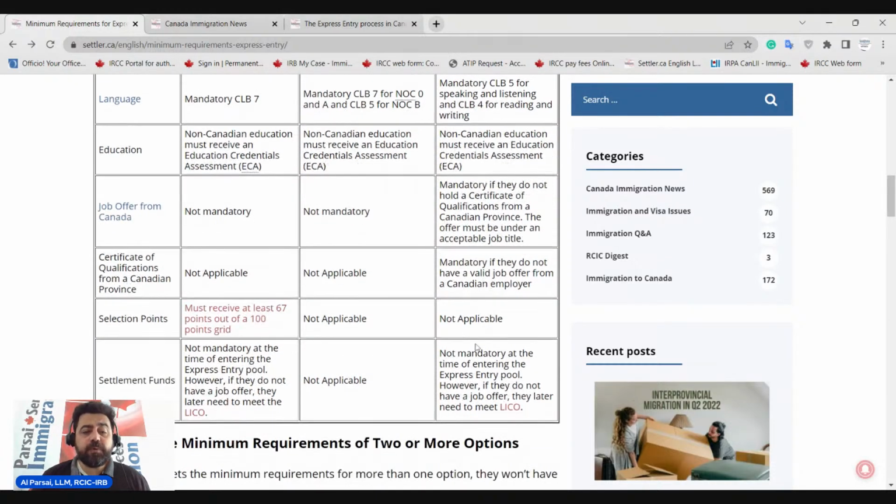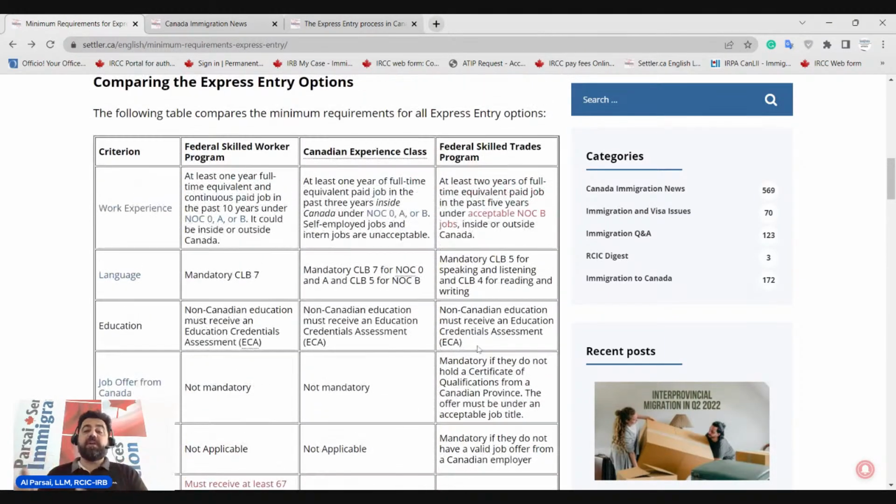There is no selection point and there are no settlement funds required if you have a job offer. But if you do not have a job offer, just like Federal Skilled Worker, you need to meet the settlement funds based on LICO. So these are the minimum requirements for these three options.